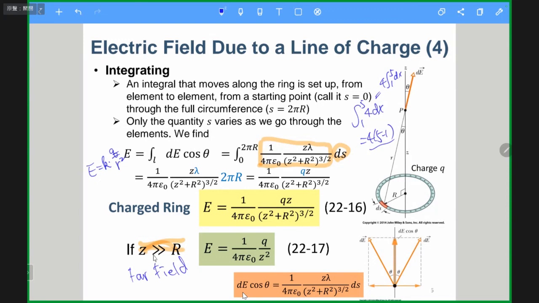And why will it be like that? Because if z is much larger than r, then in this expression we can simply ignore this one. Ignoring this one means we have z squared to the 3/2 power, which means it turns out to be z cubed. So z cubed and this z will cancel, this one down to z squared. So it ends up being 1 over 4 pi epsilon naught times q over z squared, like this.